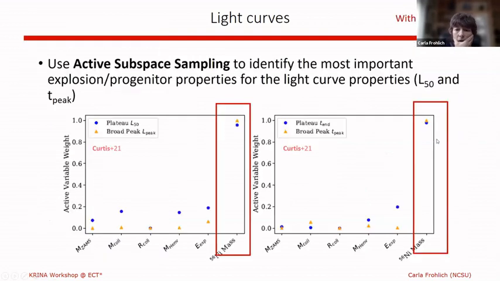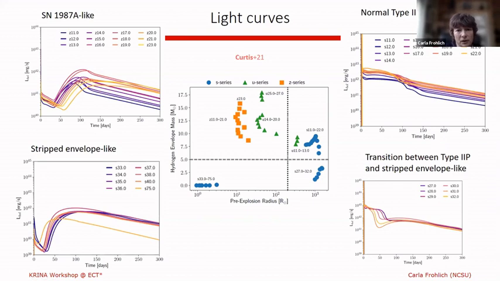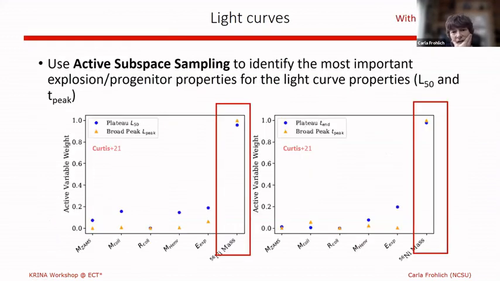And one thing we did, and in fact, undergraduate Noah Wolf did, is a statistical analysis using a technique called active subspace sampling to identify what is the most important parameter or quantity that sets the luminosity at 50 days and the time to peak, whether it's a fast rising or a slow rising light curve.